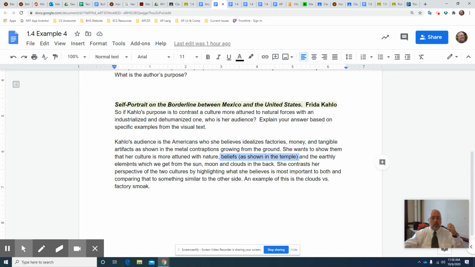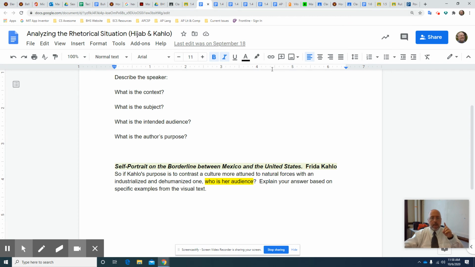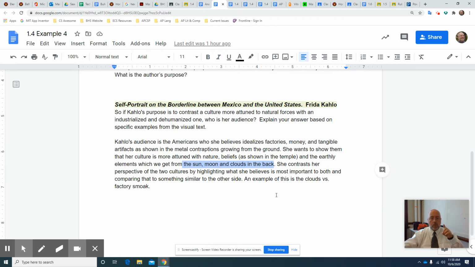Earthly elements from which we get the sun, moon, and clouds in the back. She points to very specific things, the sun, moon, and clouds in the back. Very specific. Oh, I see that in that specific item. Sun, moon, and clouds right here. I can point to that. The more you can make it really easy on your viewer or your reader to know what you're talking about, the better. An example of this is clouds versus factory smoke.